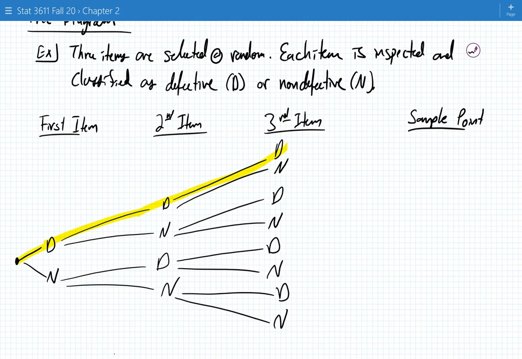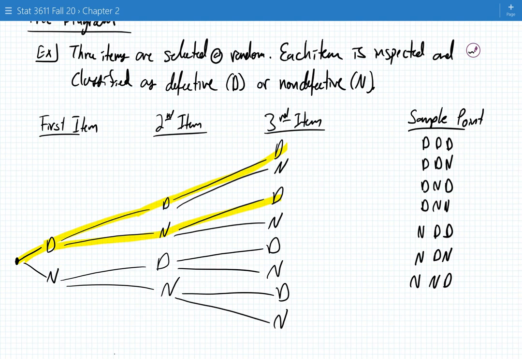So this first branch would just be the sample point D, D, D. That's just getting 3 defective items. Then we could have D, D, N. So if we have D, then maybe we go along N here. So D, N, D would be another one. Then we have D, N, N. And then now we're going to the bottom branch. Then we have N, D, D. Then we have N, D, N, N, N, D, and the last one, of course, is N, N, N.